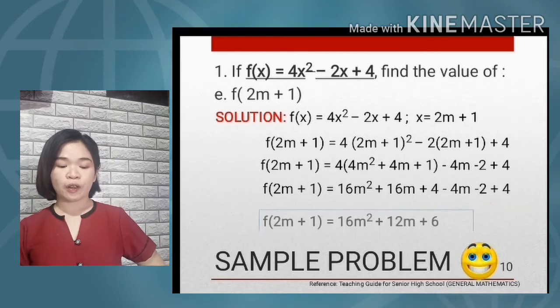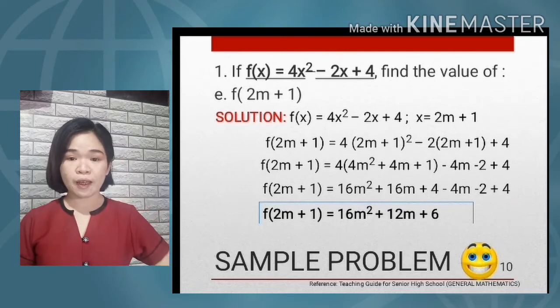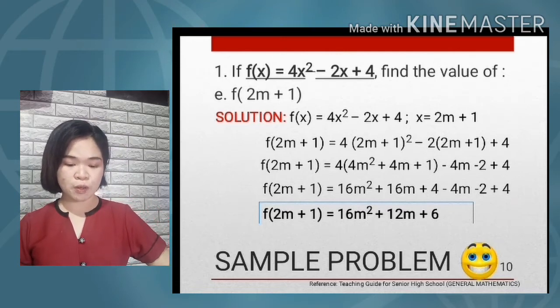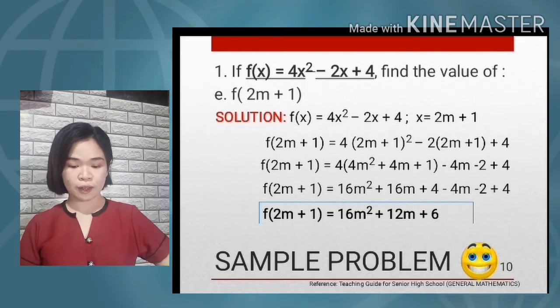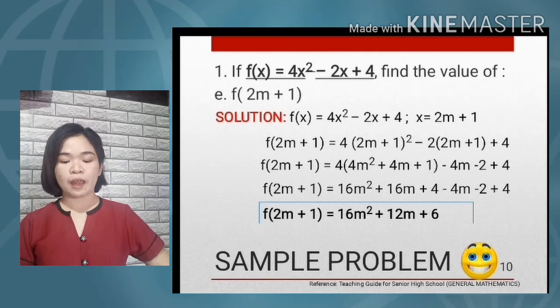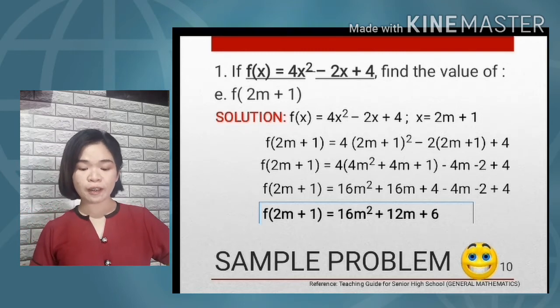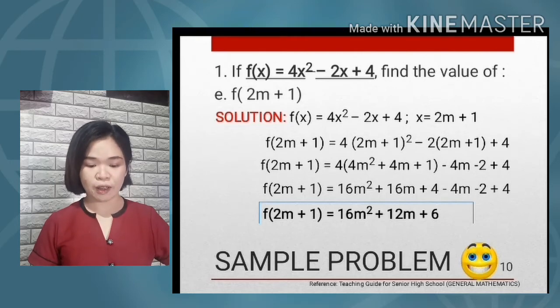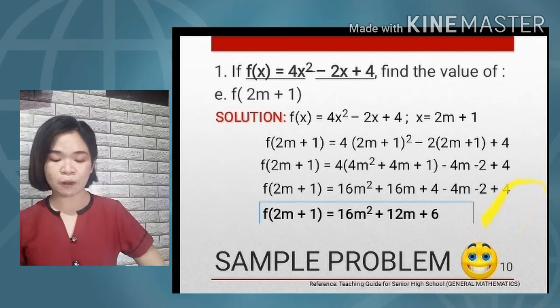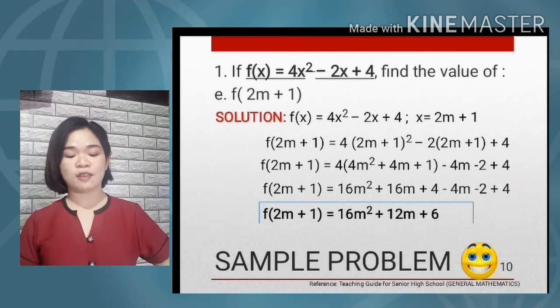So from here, combine like terms. We can combine like terms if they have the same variable with the same exponent. In this case, 16m squared is alone, so simply copy. And then 16m minus 4m is 12m. So positive 12m. And then the constant, positive 4 minus 2 is 2 plus 4, which is 6. Therefore, we end it here. f of 2m plus 1 is equal to 16m squared plus 12m plus 6. So this is the final answer. Okay?